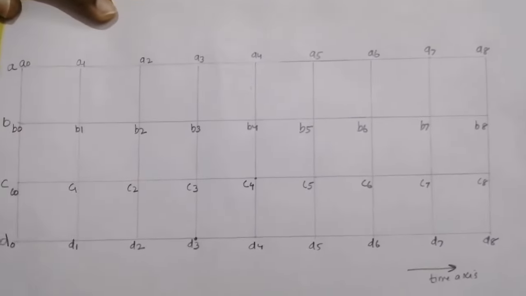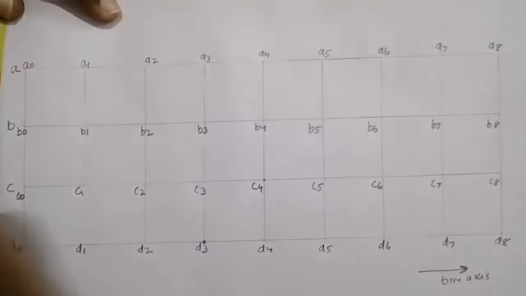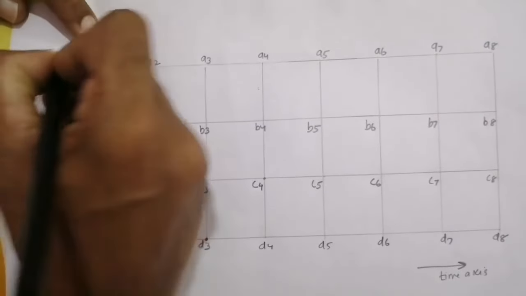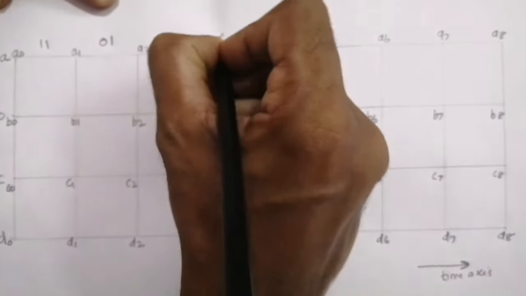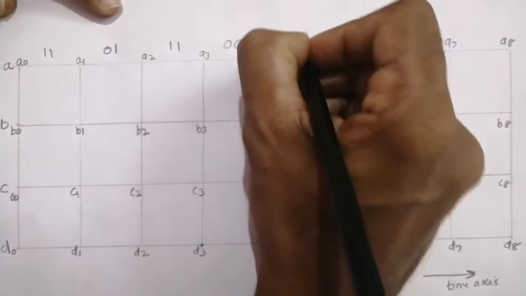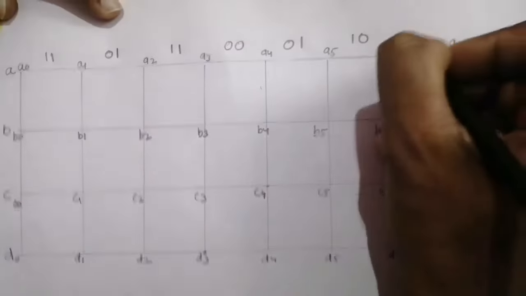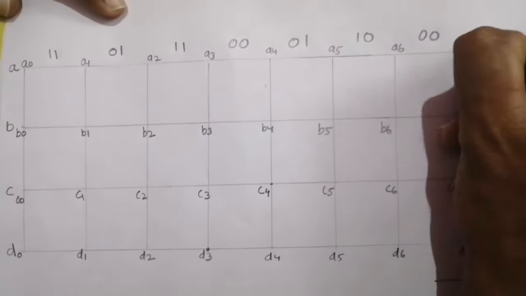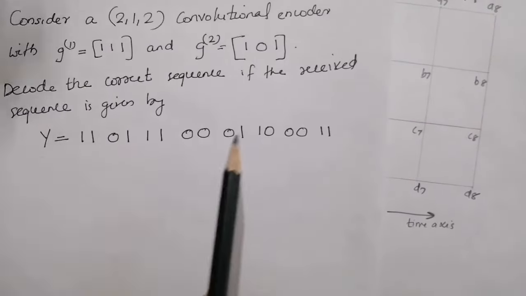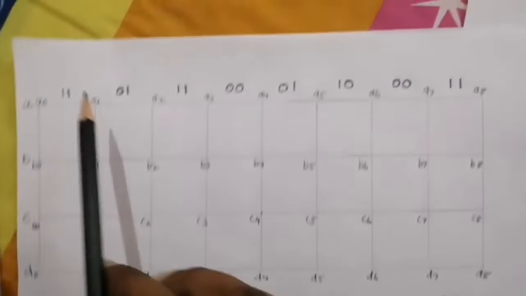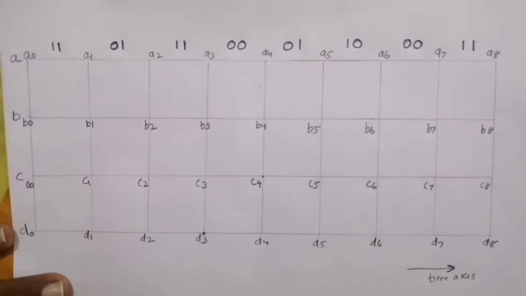The next step is to write the received sequence on top of this line. That is 11, 01, 11, 00, 01, 10, 00, 11. So we have the received sequence Y, and this received sequence is written on top of this particular line.